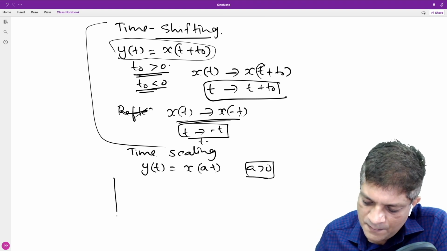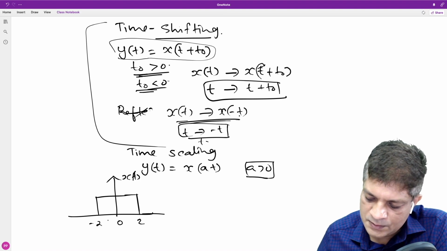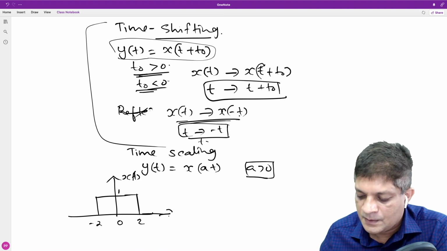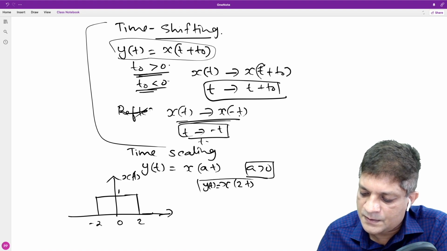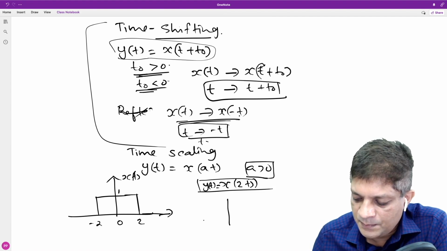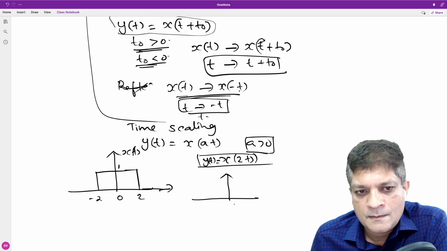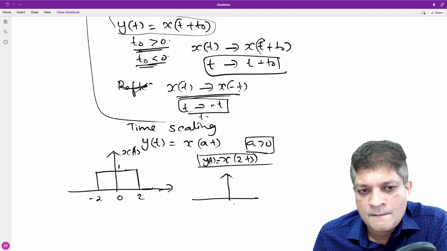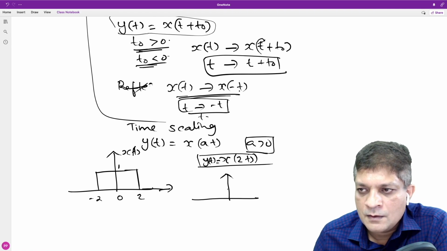Let us consider an example. Let's say this is the signal x(t), from -2 to 2, and its amplitude is 1. Can you tell me what is x(2t)? If we have a signal y(t) equal to x(2t), what is the shape of the signal y(t)? One for -1 to 1, and 0 elsewhere.